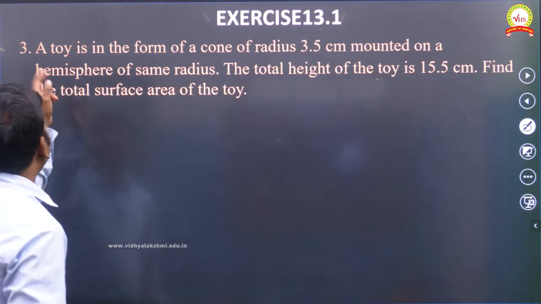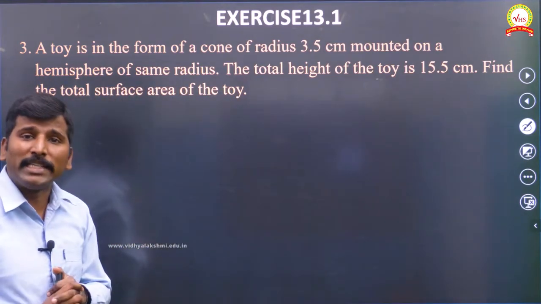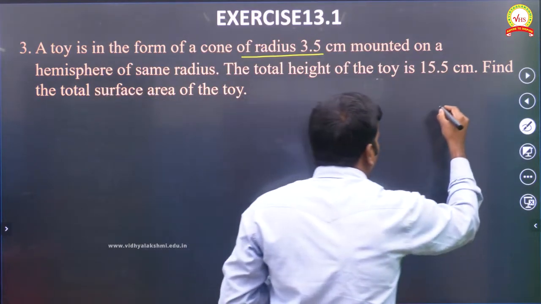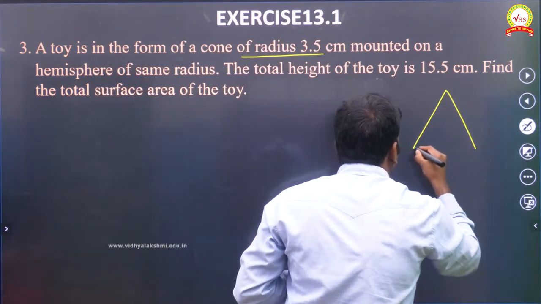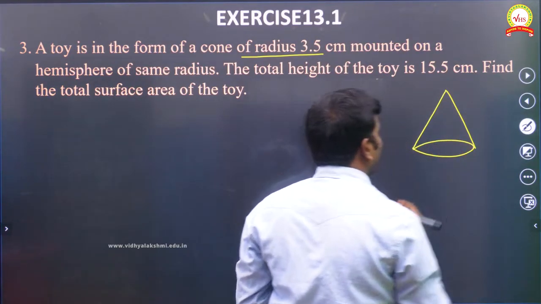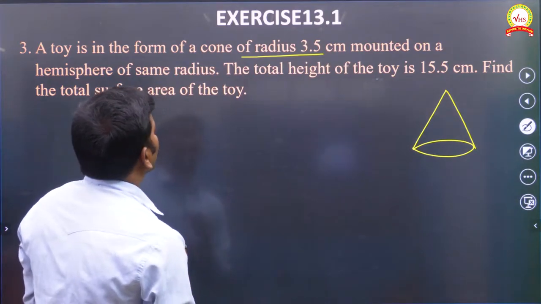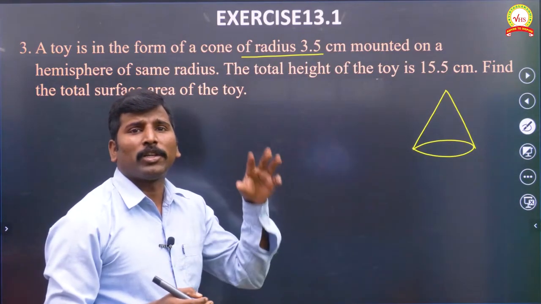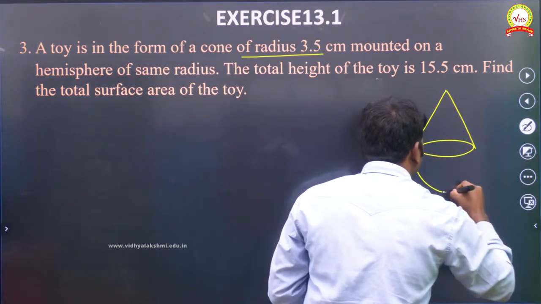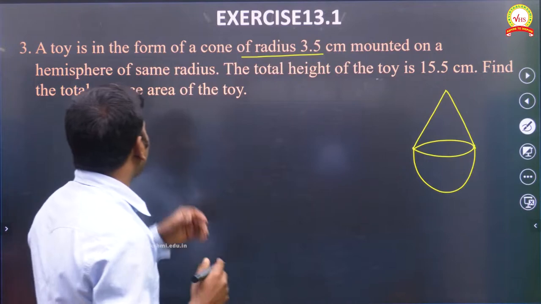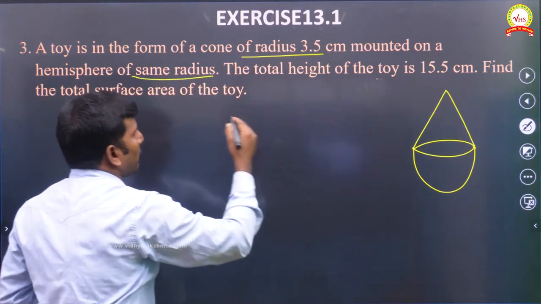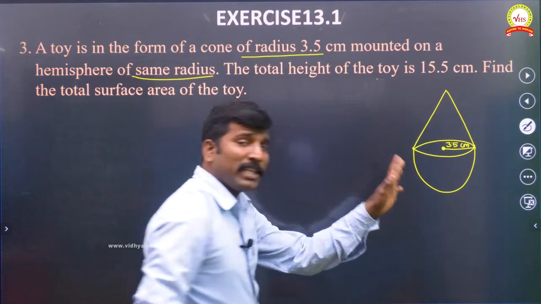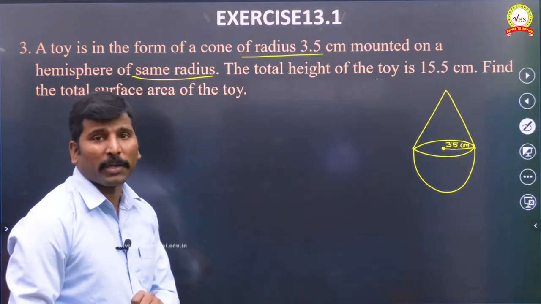Question number 3. A toy is in the form of a cone of a radius, what they said, 3.5 centimeter. First, we have one toy in the form of a cone, right? Surmounted on a hemisphere. So one hemisphere is surmounted on the cone, because on the hemisphere only the cone is there. They have given the same radius. That is very important. What is the radius they mentioned? 3.5 centimeter. The same 3.5 we have for the hemisphere also.